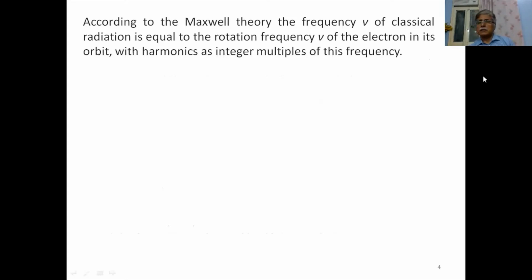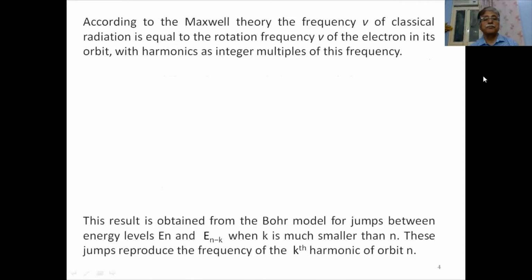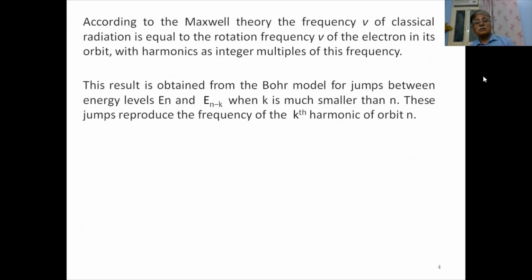According to Maxwell theory, the frequency nu of classical radiation is equal to the rotation frequency nu of the electron in its orbit, of course with harmonics as integral multiples of this frequency. This result is obtained from the Bohr model for jumps between energy levels, let us say En and En minus k, where k is much smaller than n. This difference in the energy levels is much smaller than the principal quantum number. Now these jumps reproduce the frequency of the kth harmonic of orbit n.